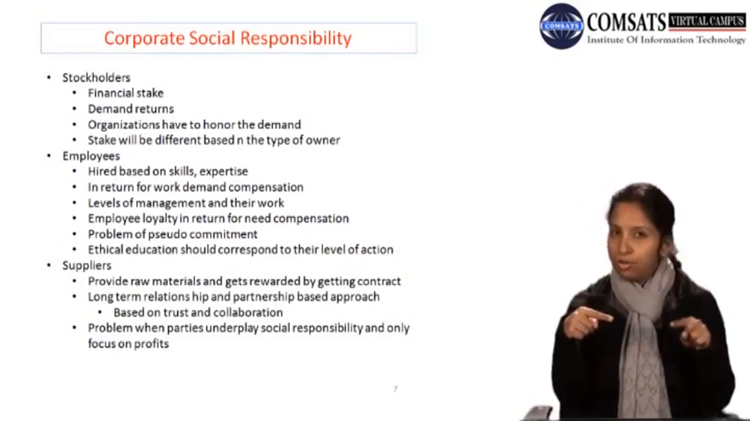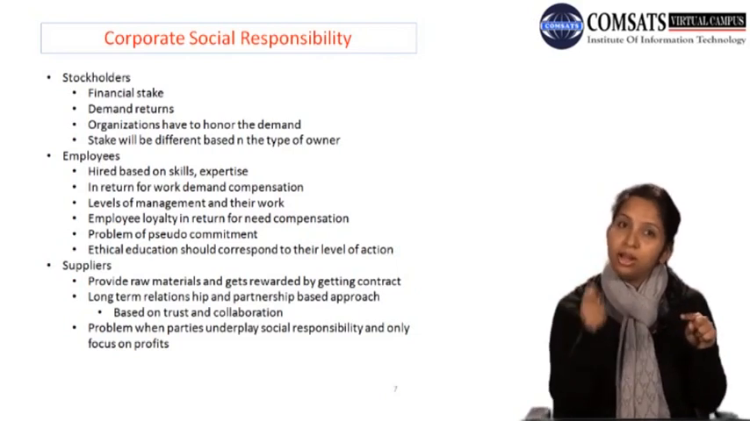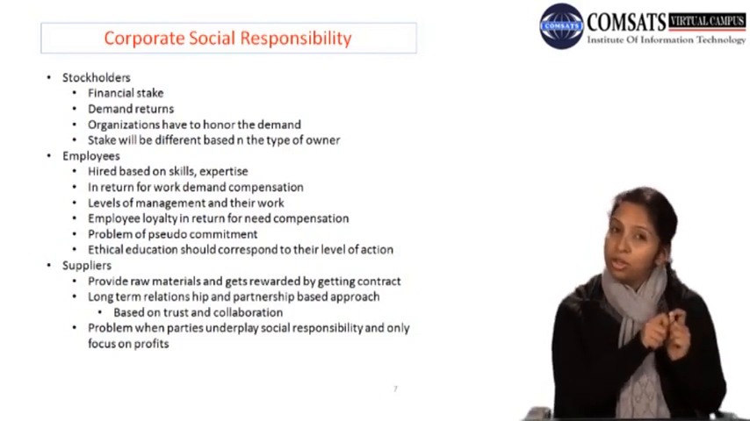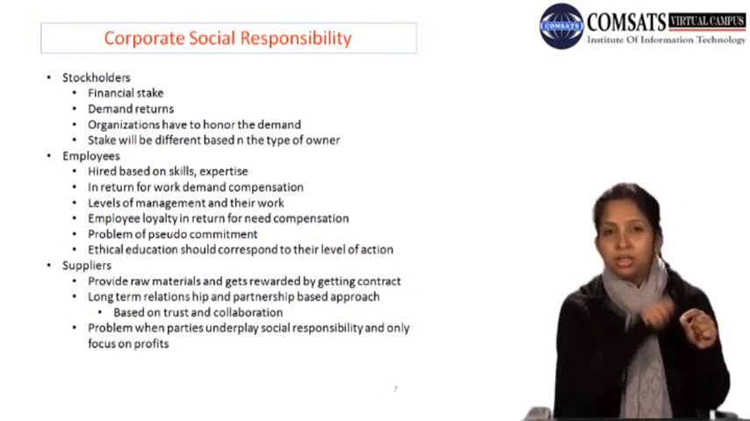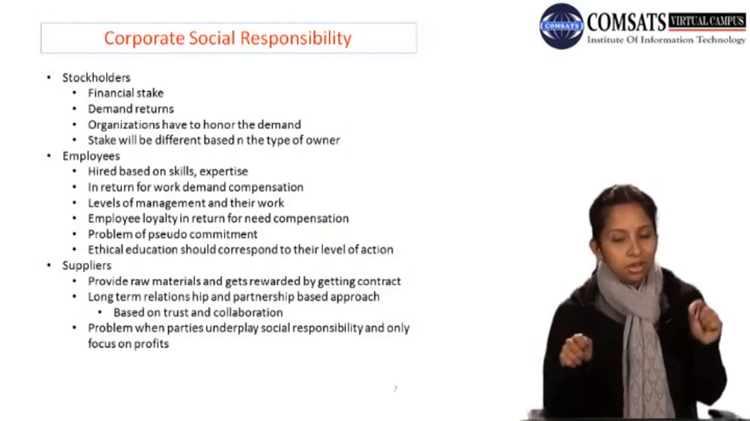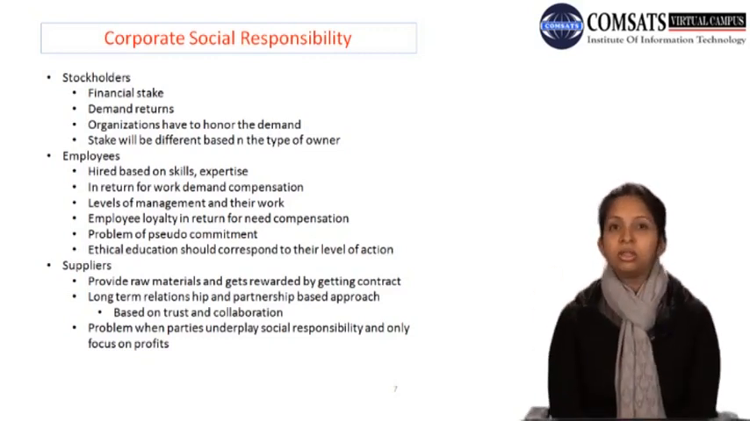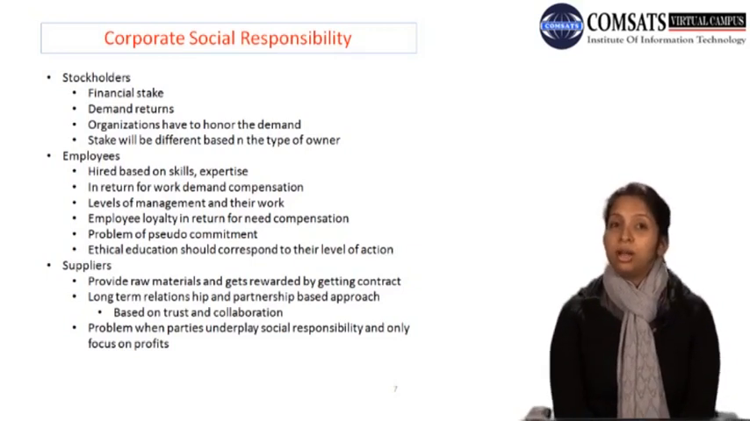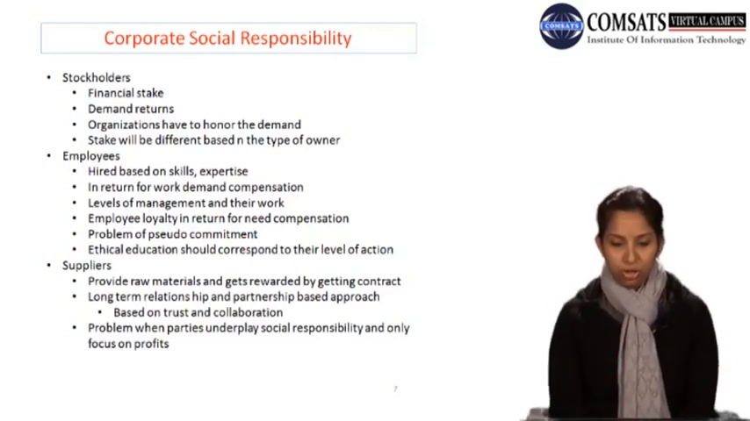The supplier is important for the business because the supplier is supplying raw material to the business, without which the business cannot work. The business is important for the supplier because the business is rewarding contracts to the supplier, from which the supplier gets the money and becomes operational.